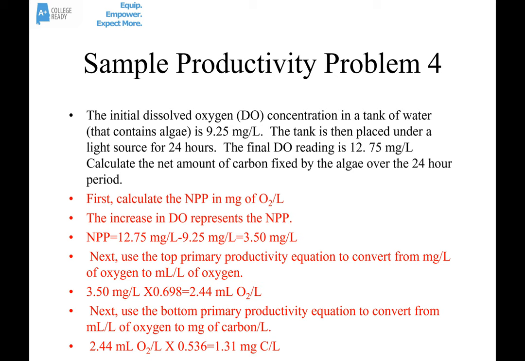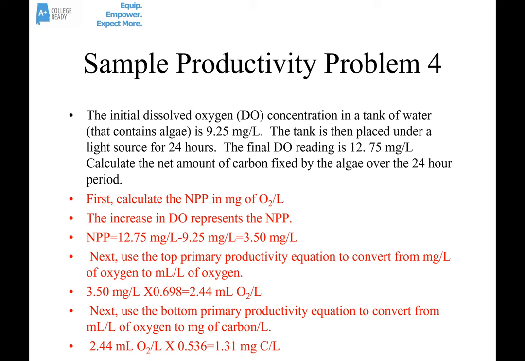So here's a sample problem. The initial dissolved oxygen concentration in a tank of water that includes algae is 9.25 milligrams per liter. The tank is placed under a light source for 24 hours. The final dissolved oxygen reading is 12.75. Calculate the net amount of carbon fixed by the algae over the 24-hour period.